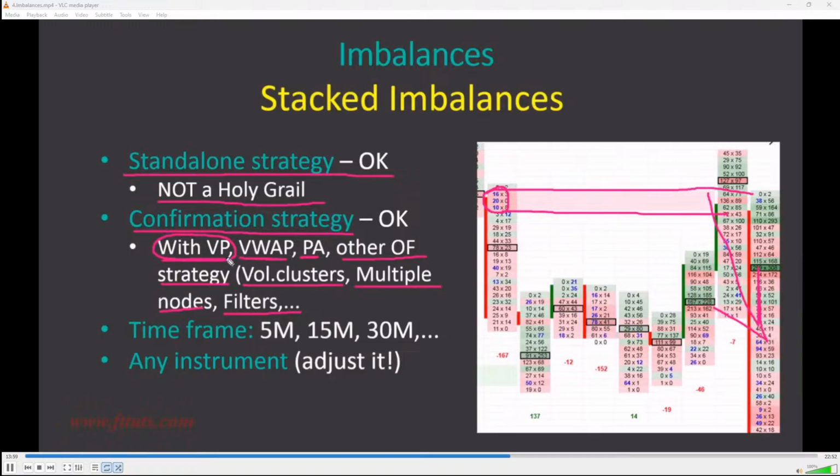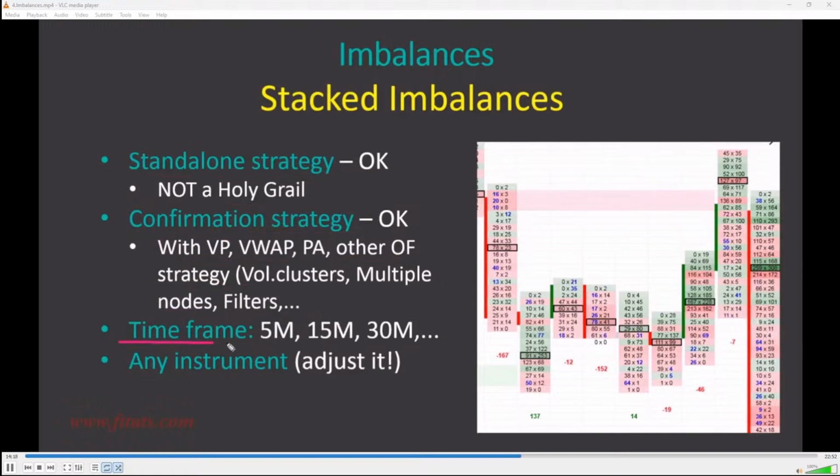You're not sure where exactly to place your level, or you're not very sure if this level is strong or if you want to trade it or not. You can use the order flow, look at the area, and if there is a stacked imbalance there, you have that level confirmed. That's how you can use it. You can use it on any time frame you want. I like to use it on a 5-minute time frame and on a 30-minute time frame. And you can also use this strategy on any trading instrument, but important thing, you'll probably need to adjust it.